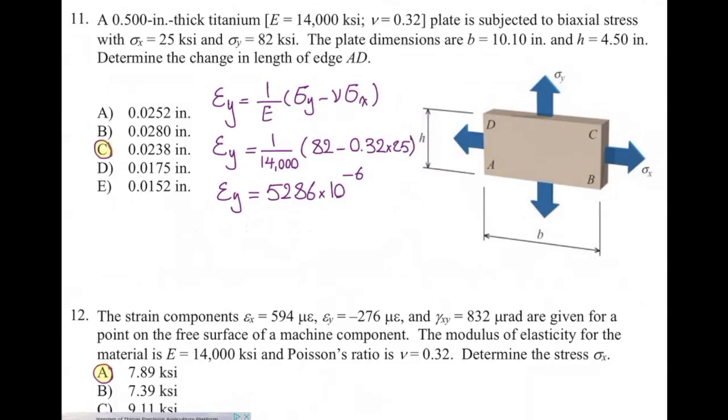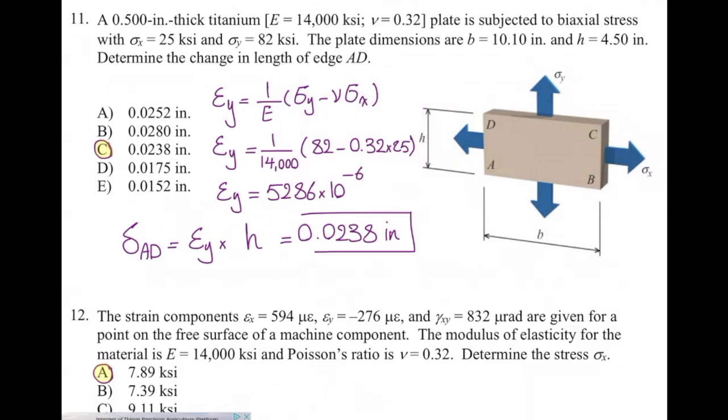Then multiply that by the initial length to determine the change in length. The initial length is h, which is 4.5 inch. That gives us 0.238 inch, which is option C.